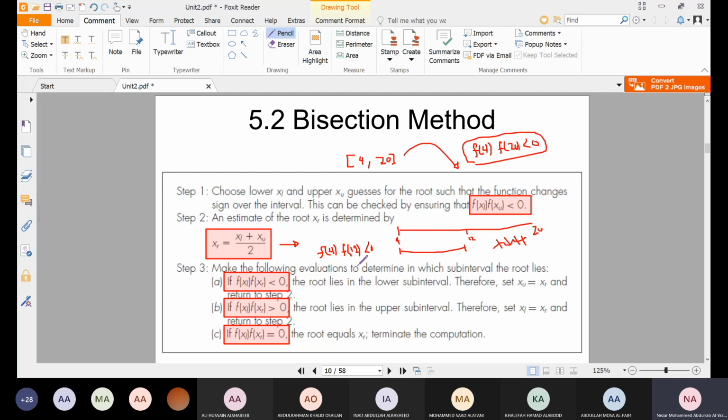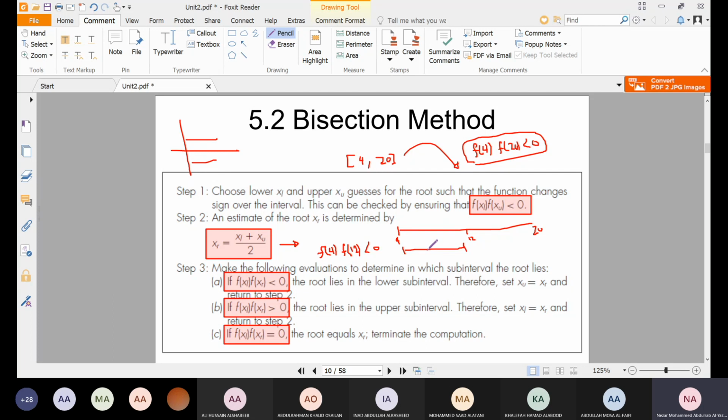If this is greater than 0, if I evaluate it here, this one is greater than 0, so that means the root is not located in this boundary, because here both have the same sign. Here x at the lower bound and x at the midpoint have the same sign. That means there is no root between them. Otherwise, both points are above the x-axis or both points below the x-axis, so there is no cross point between.